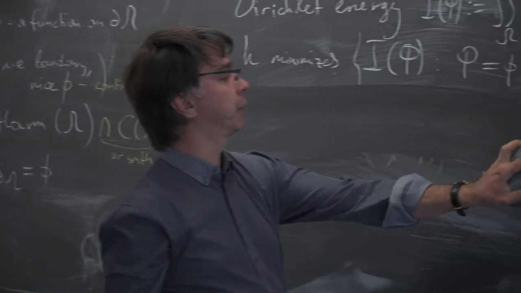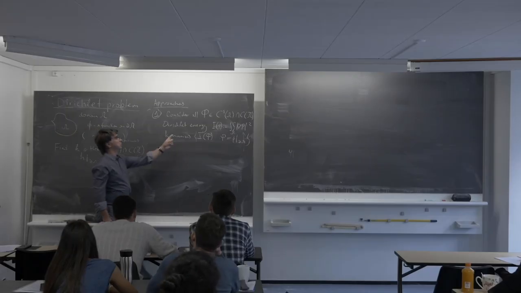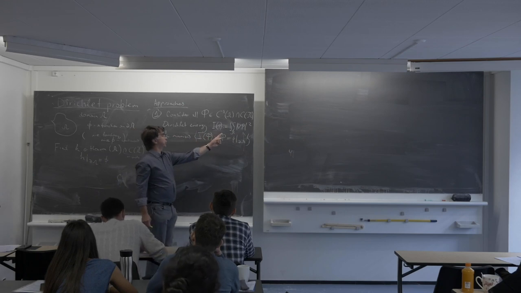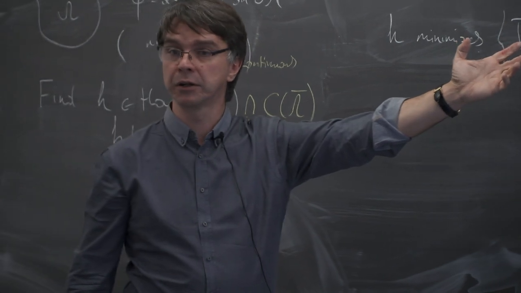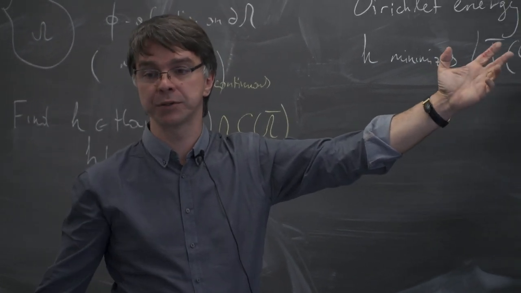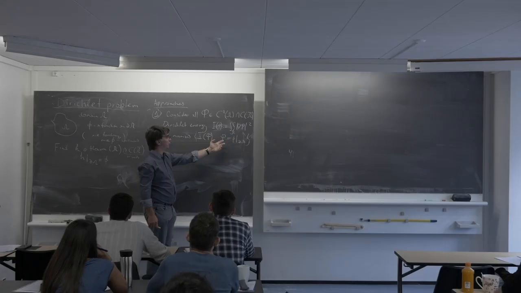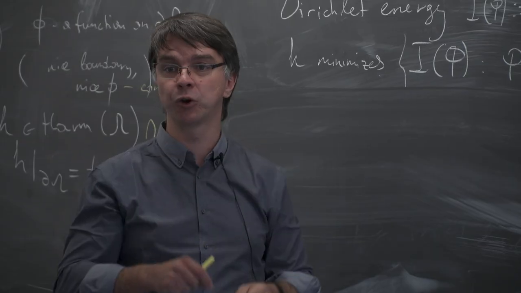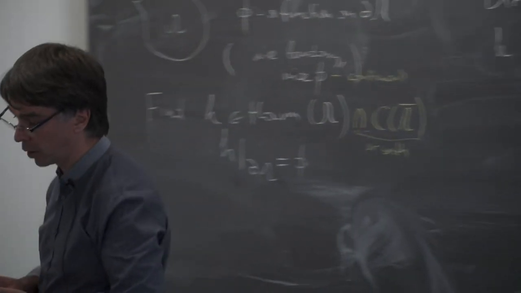Now, if one follows this approach, then essentially you have to do two steps. First, you take some function. You prove first that there is a minimizer. So you need to prove some compactness, as we'll see later today in the discrete setting. And then you take the minimizer and you show that if it's not harmonic, you can perturb it a little bit so that the thing becomes smaller.